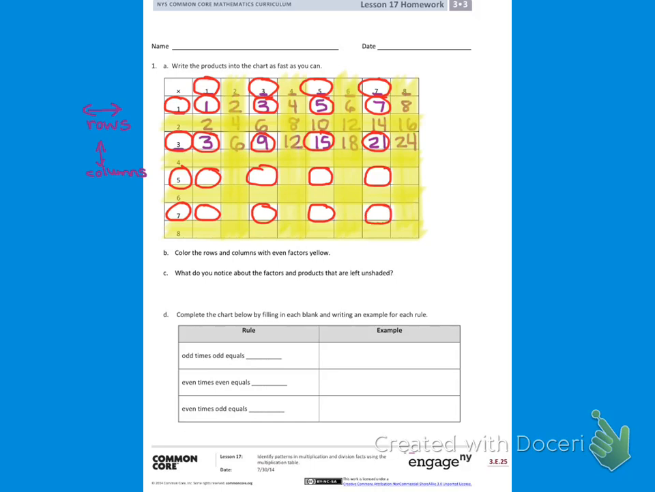Now look at those numbers. What do you notice about them? Once you figure out what you see that is true about all of those numbers, write it in a sentence on item C. I notice, and you go ahead and finish my sentence.